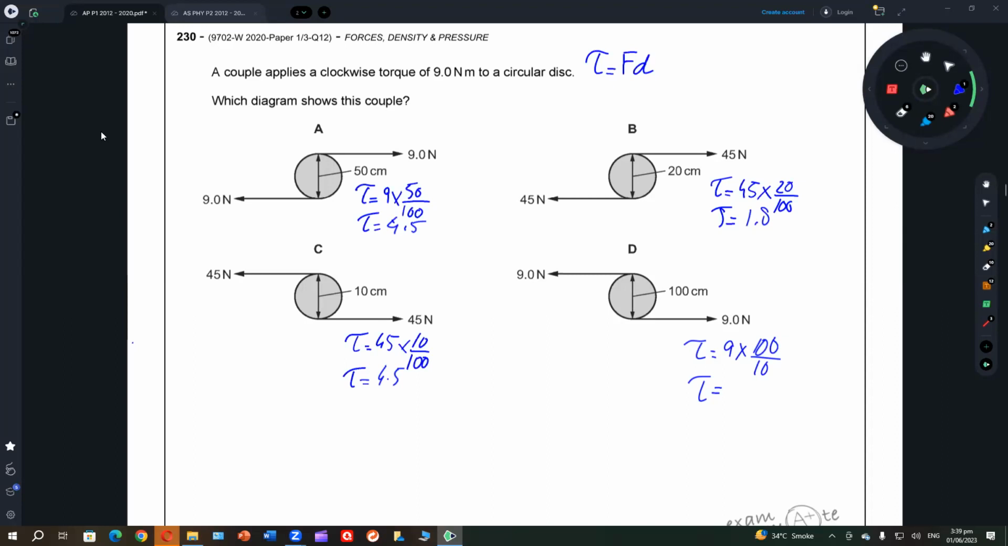But the option is not coming, no? Okay. I think there's a mistake in the D. It should be 100 over 100. Yes, you got it perfectly right. It is 9.